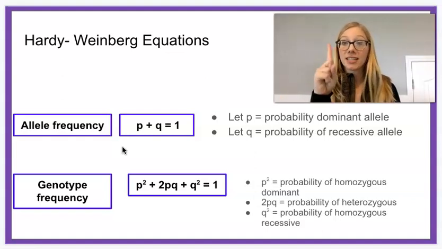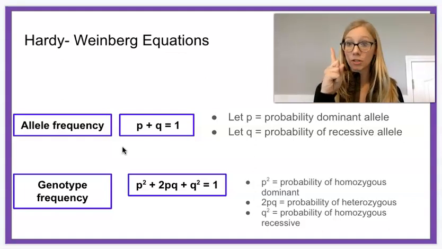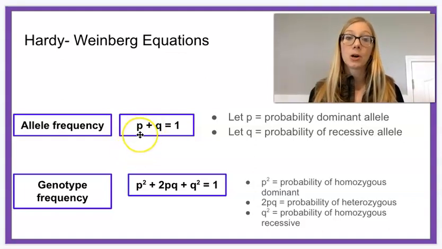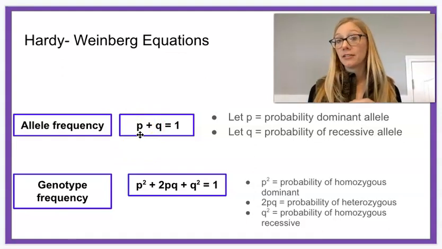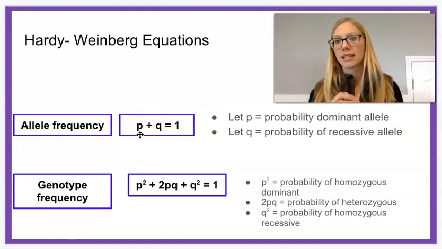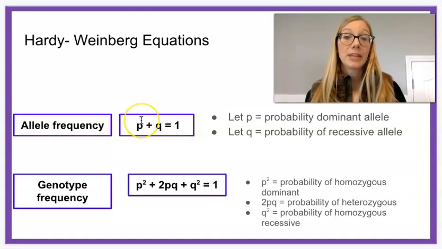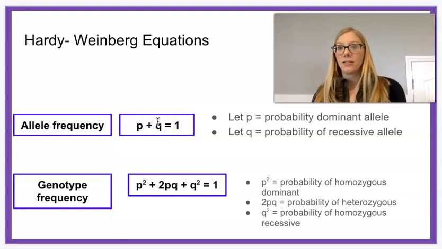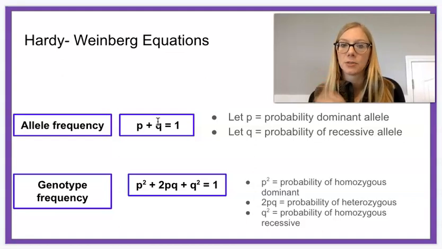So we can think of the entire population as being equal to one whole, if you will, and we're going to have part of it that is our dominant alleles and part of it that is our recessive alleles, okay? We let P equal our dominant allele frequency and Q equal our recessive allele frequency. And when we talk about things in frequency, we're going to talk about them as decimals, right?